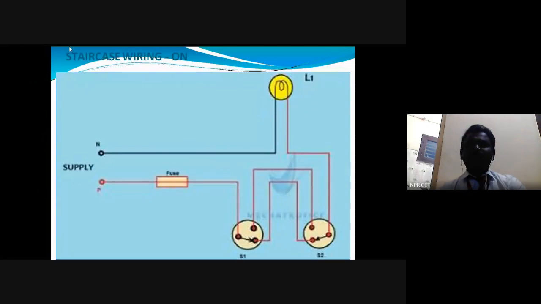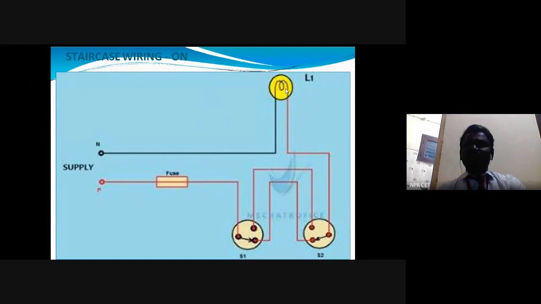Now, how is the staircase wiring connected? Neutral one. Here we have switches S1 and S2, and both are connected as in this diagram. Now the switches are set.